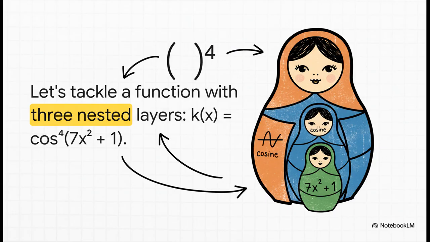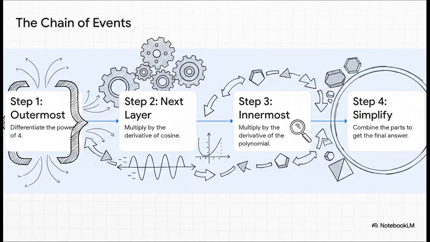On the very outside, we have a power of 4. Tucked inside that, there's a cosine function. And then way down in the very center, we have a polynomial, 7x squared plus 1. That's 3 layers deep, a triple-decker Russian doll. So how do we crack this thing? We just apply the chain rule step by step.